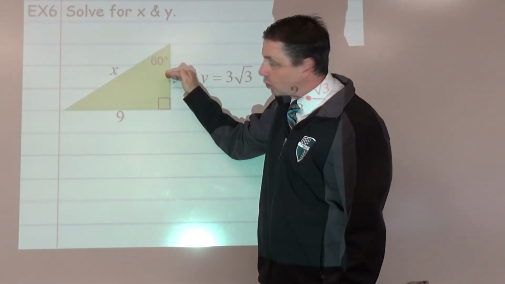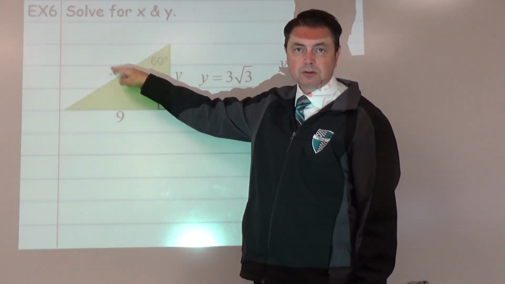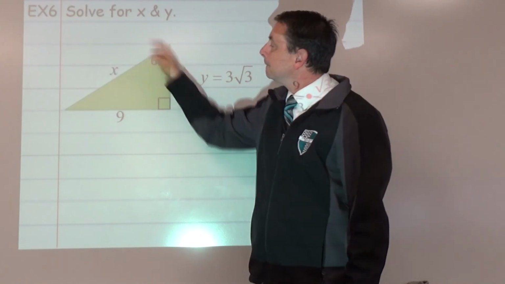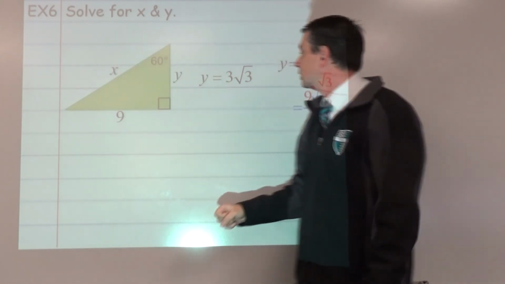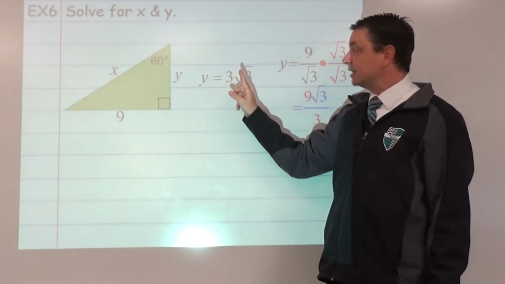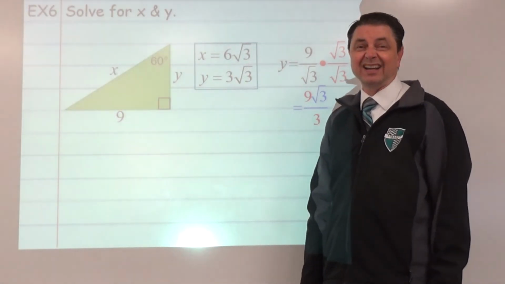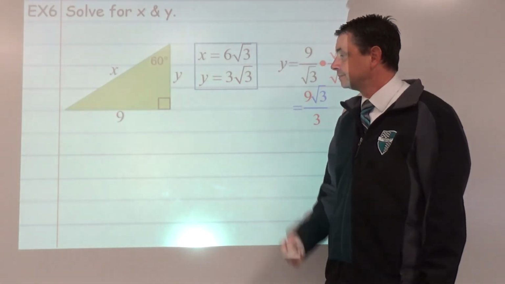Now we want to go from short leg to hypotenuse. Everything's based off the short leg. Multiply by 2. So multiply by 2 means out on the outside, so it would be 6 square root 3 for our x, for our hypotenuse.